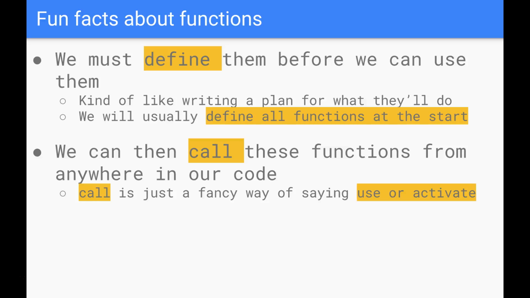Some more facts about functions. We need to define them before we can use them. So this is important for how we lay out and present our code. The very first things we're going to put into our code will be our function definitions. They don't actually do anything at the start, but they get read into the program, and so they can be used later if need be. When we use them later, we call it calling the function, and we can call them from anywhere in our code. All that means is we're going to activate and use the functions that we defined at the top of our code.